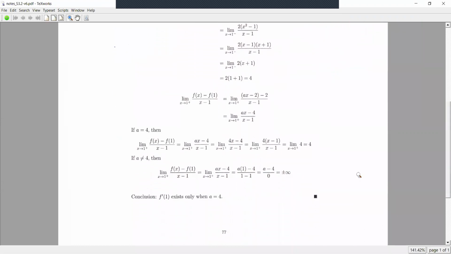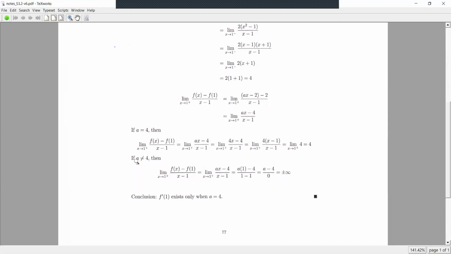If a is 4, then the limit is this limit. Take out the number 4 and cancel x minus 1. Then the limit is this limit. This limit is 4. If a is not equal to 4, then this limit is infinity. How to see it is infinity? Plug the number 1 in for x. Then the limit is this number. This number is a minus 4 divided by 0.